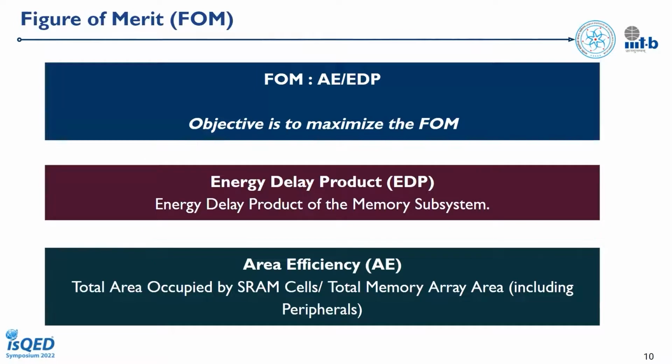Figure of merit. To find the optimal memory array configuration, we introduce a metric called figure of merit, which is defined as the area efficiency by EDP. The objective here is to find the configurations which lead to the best FOM values. Here, the area efficiency is defined as the ratio of the total area occupied by the SRAM cells to the total memory area, including the peripherals.